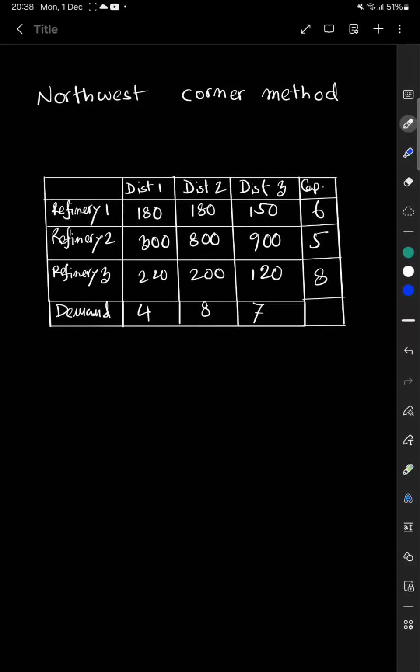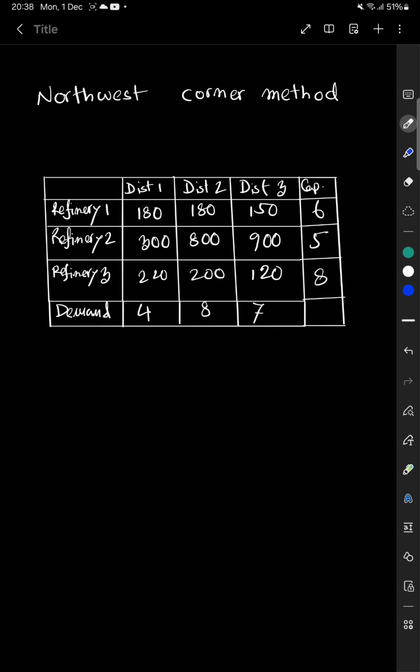Let's start solving a transportation problem. We have a transportation problem here. There are three refineries: refinery 1, refinery 2, and refinery 3, and from refinery to distribution center. So actually they're sending oil to the distribution centers. There are three distribution centers: distribution 1, distribution 2, and distribution 3.